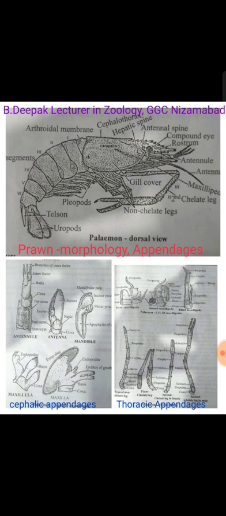There are 6 pairs of appendages in the abdomen. These are called the abdominal appendages. Today we are discussing only the cephalic appendages and the thoracic appendages, and the abdominal appendages will be discussed in the next class. Okay, now come to the cephalic appendages.